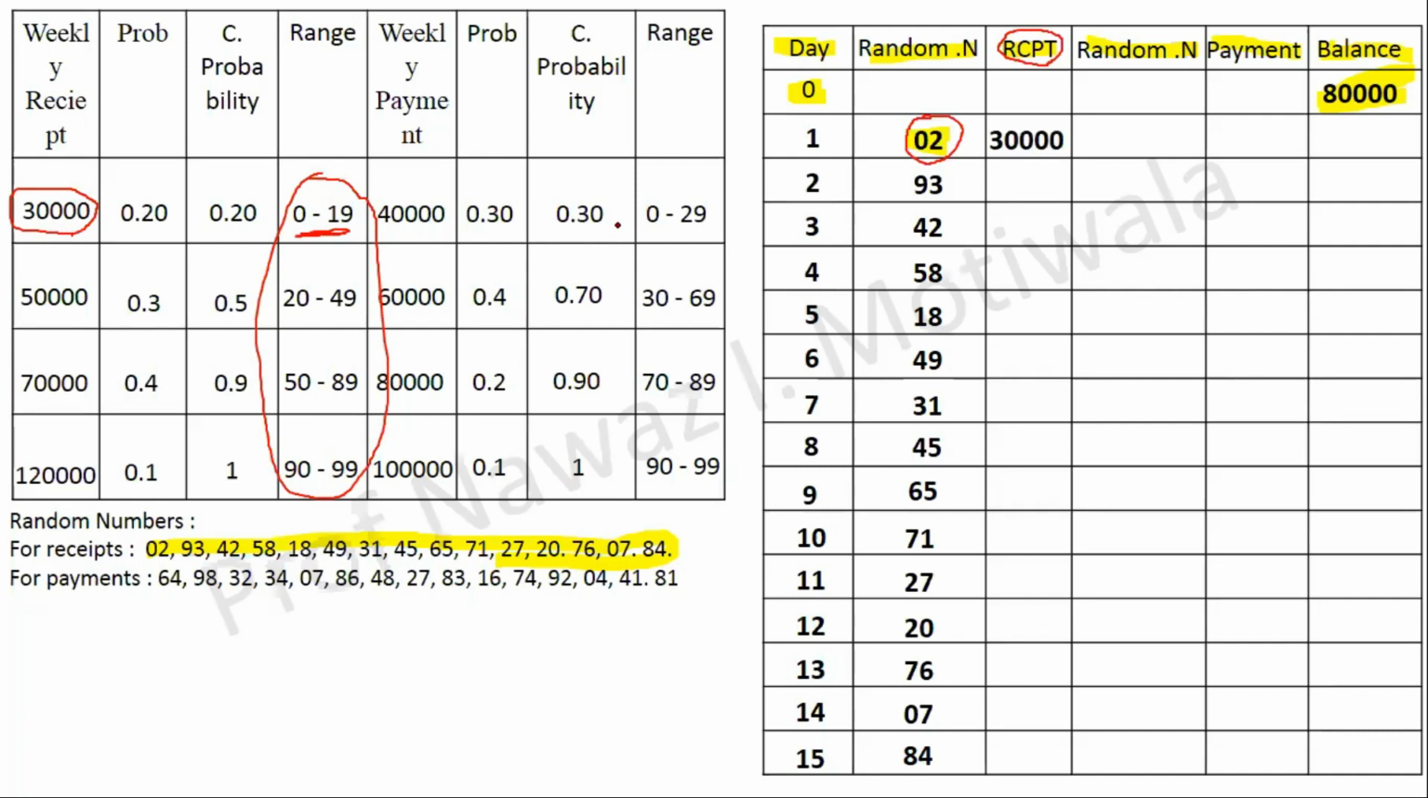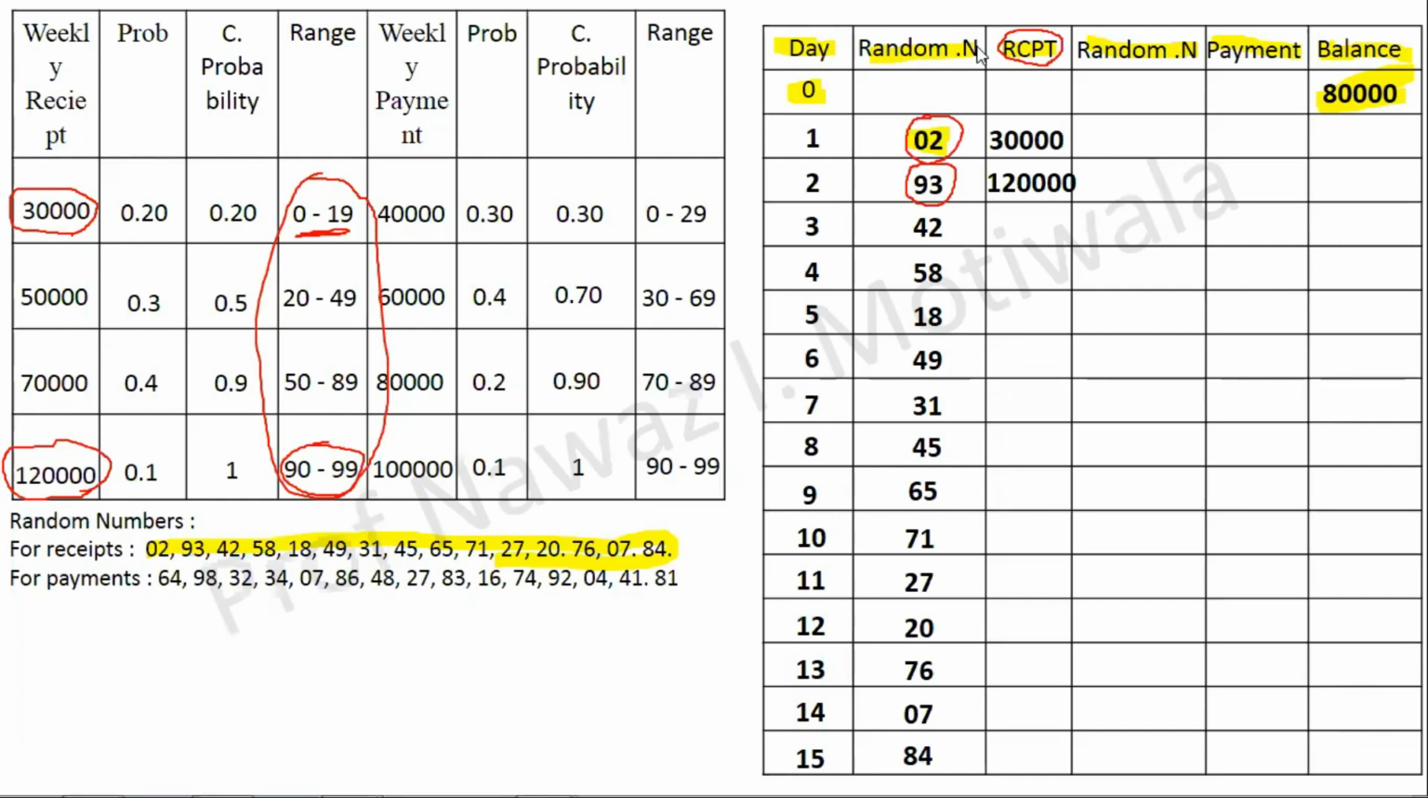Now for the next, the random number is 93 for receipts. It will be in the range of 90 to 99, and the corresponding receipt is 1,20,000 for that particular day. So I will write down 1,20,000, and similarly I will proceed further. Let me give you 5 minutes to complete this entire table till the payment column.